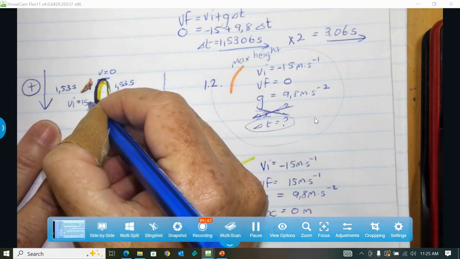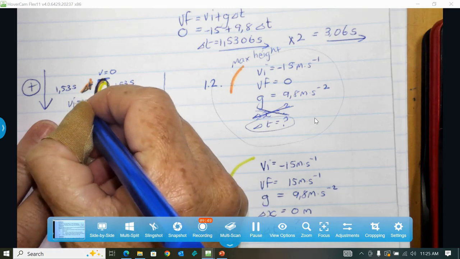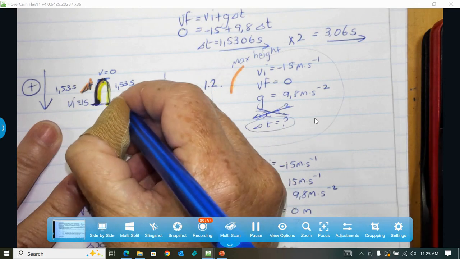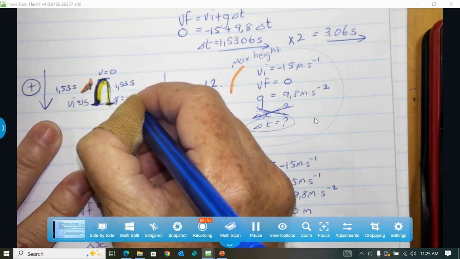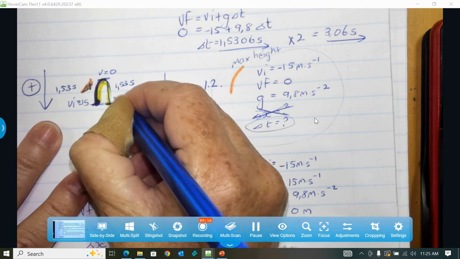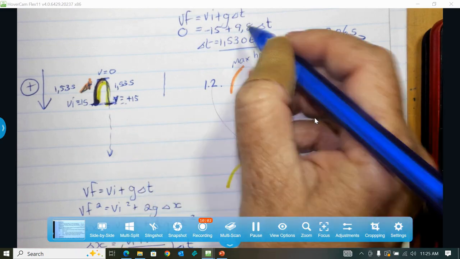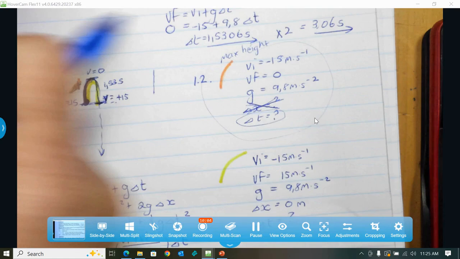We put in the initial velocity was 15. I just want to put a little minus in front of it because we took down as positive. So this will be a velocity of plus 15. See, now I've already got quite a bit of information here. Okay, but now I've already answered the question.